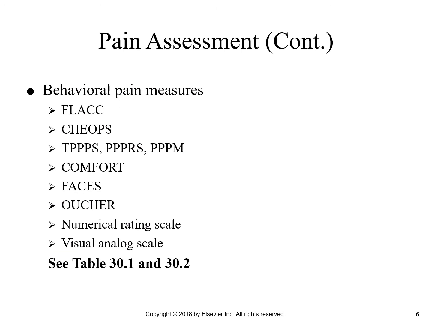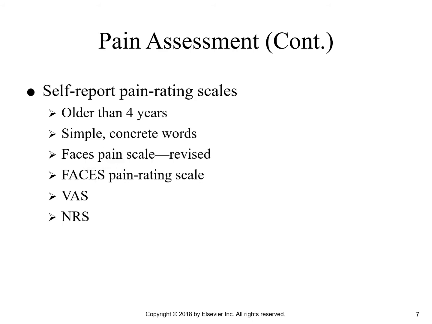This is just a list of some of the behavioral pain measures from table 30.1 and 30.2 in your book. Self-reporting pain rating scales are most often used for children older than 4 years old.